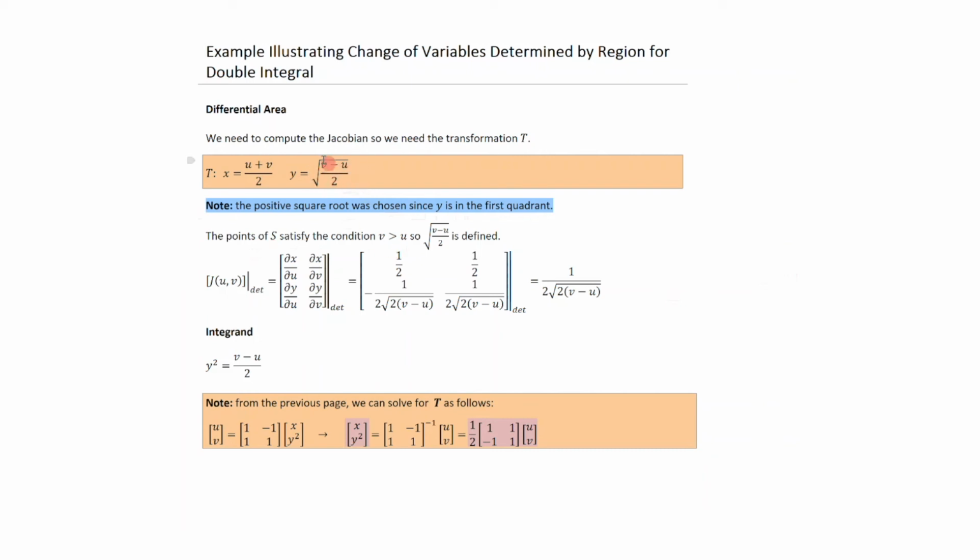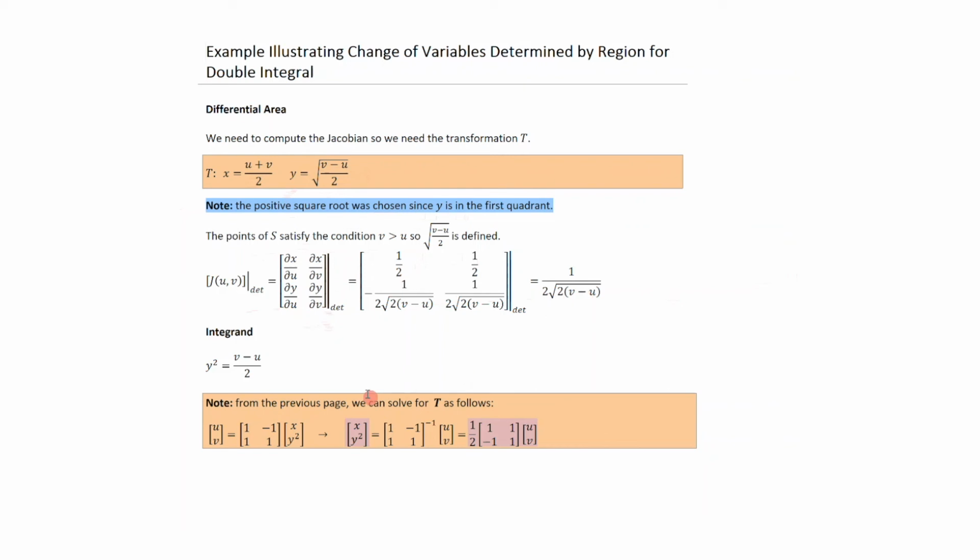We don't want this to be an imaginary number. And it turns out, yes, it is defined. So essentially everything is okay. We can proceed. Now we compute the determinant of the Jacobian matrix: take the derivative of this with respect to u, with respect to v, first row; derivative with respect to u, with respect to v, second row; compute the determinant, and you'll end up with this expression here.